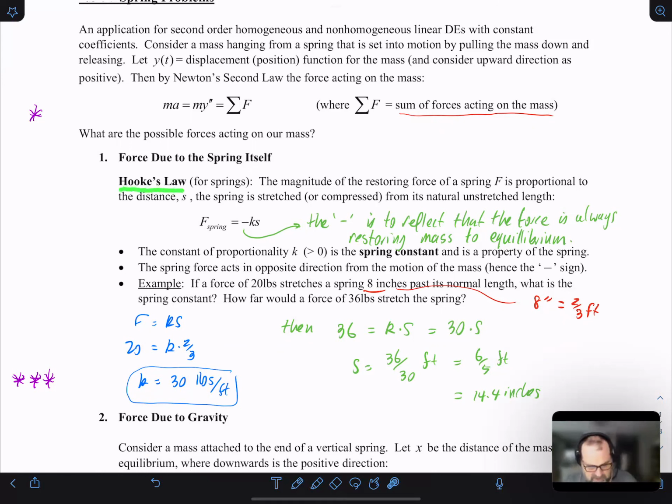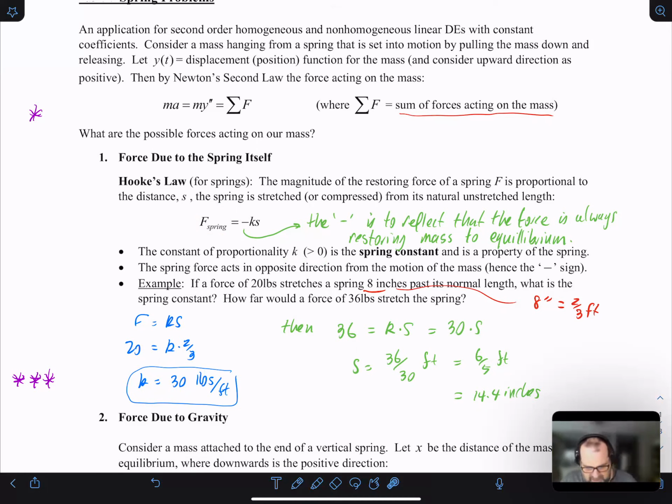By something called Hooke's law for springs, the magnitude of this restoring force is proportional to the distance s. So if s is distance and F sub spring is the force acting on the spring, then to say that the force is proportional to s is to say that there is some number times s. Our goal here is to find this k number, which is called the constant of proportionality. It is basically a property of the spring. If the spring is stiff, then the k number is bigger. If the spring is loose, the k number is lower, and so on.